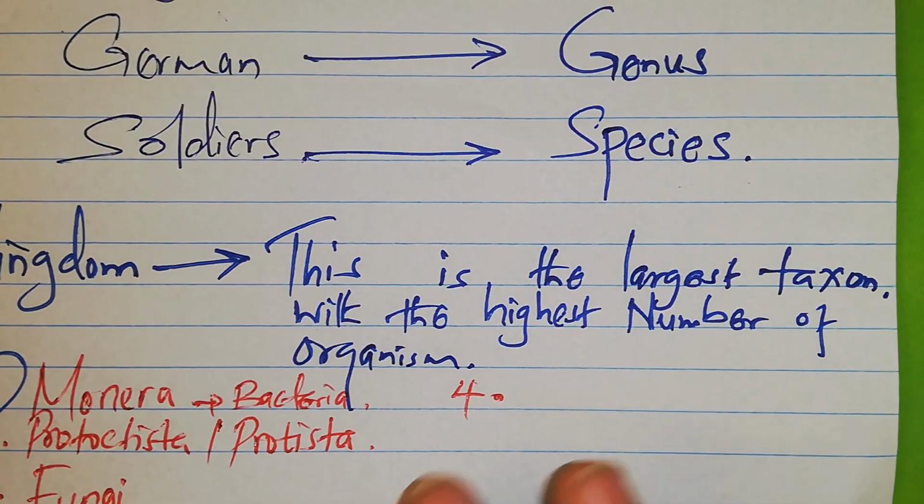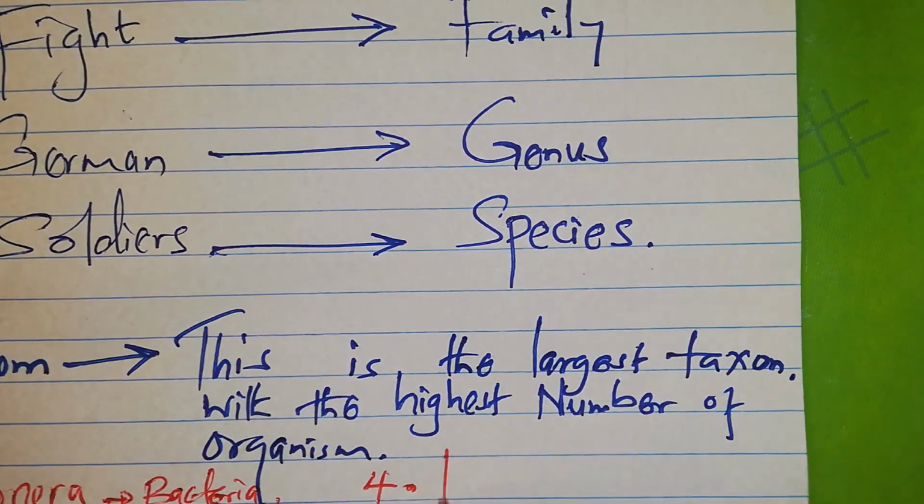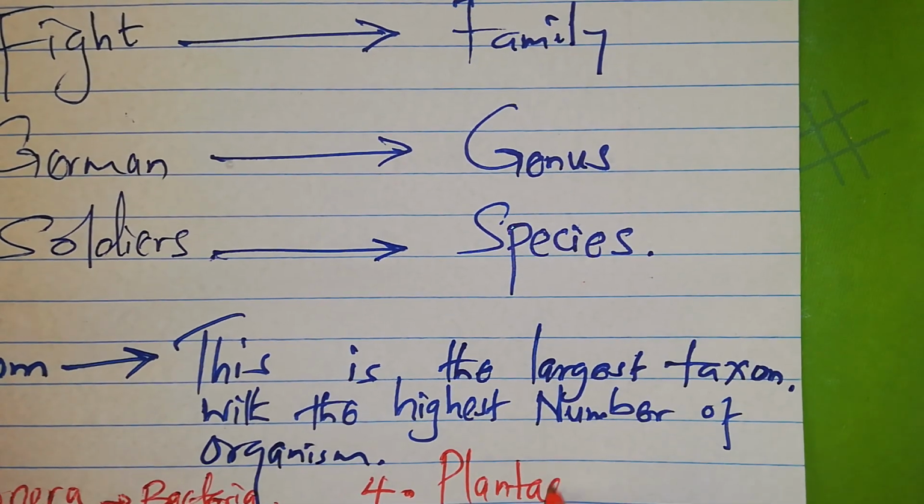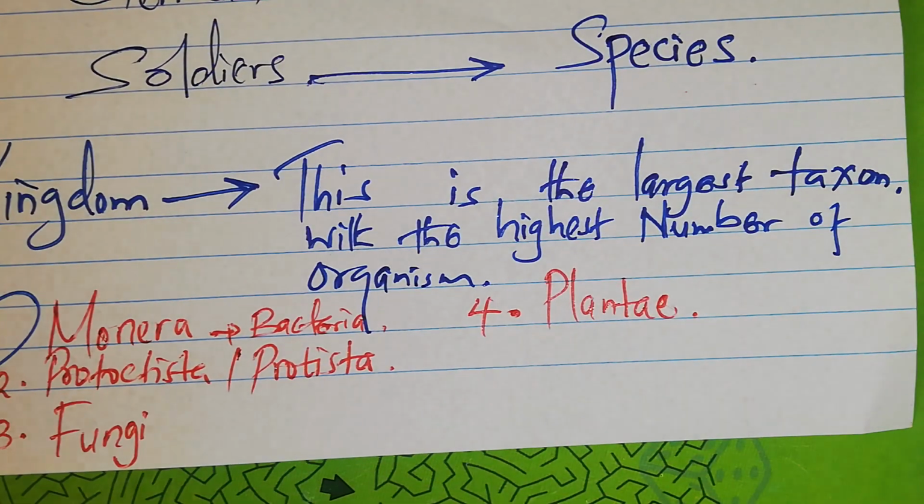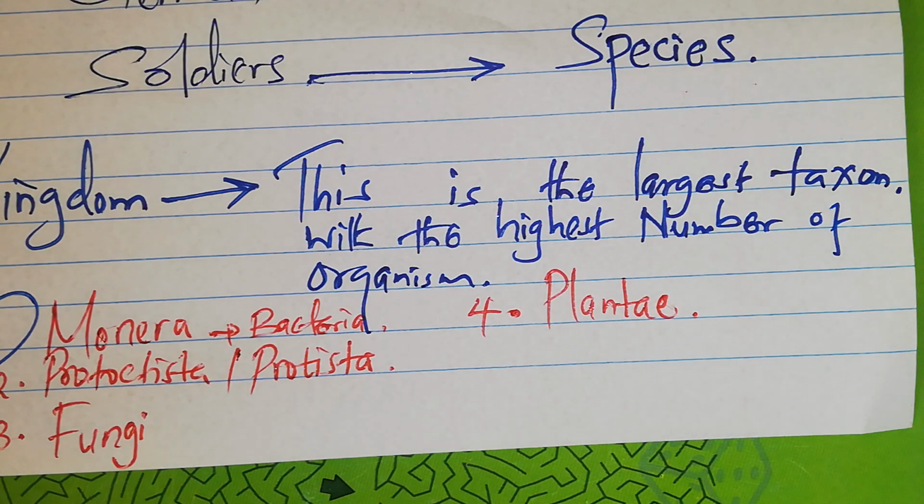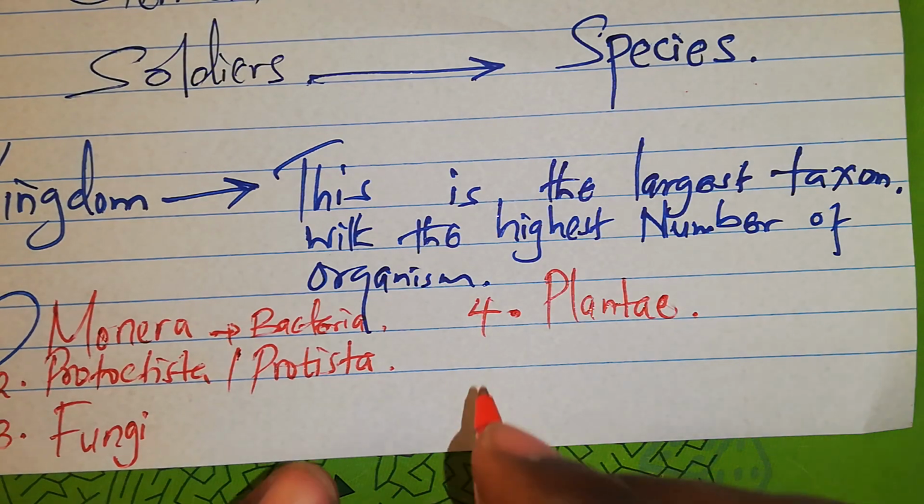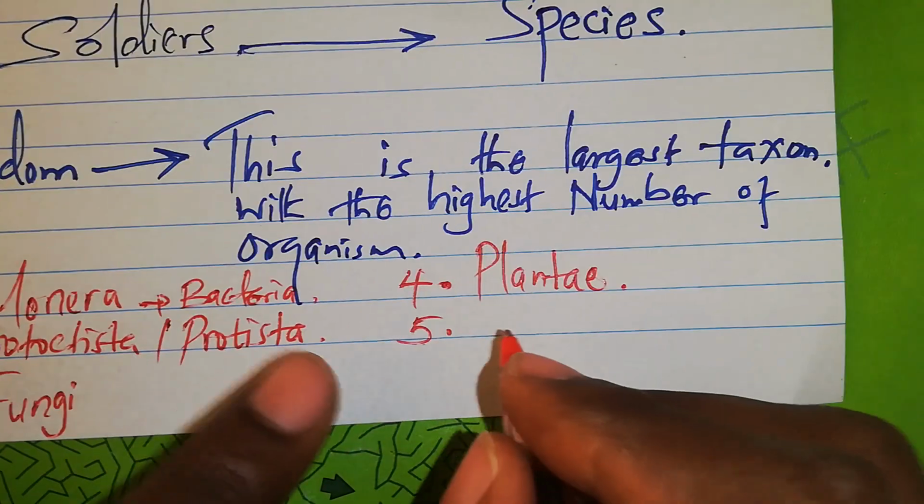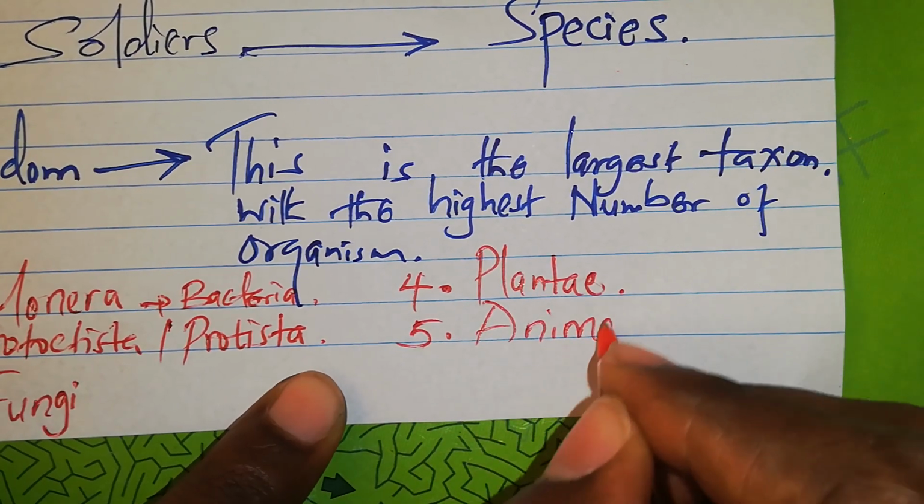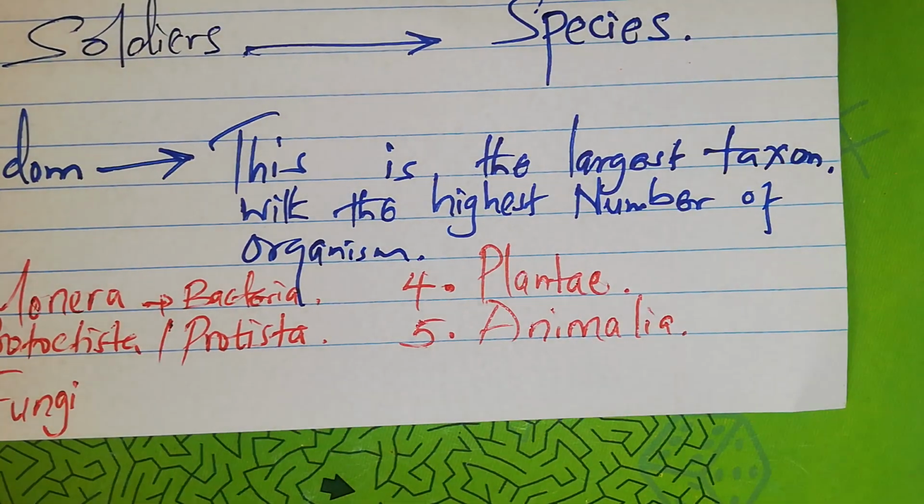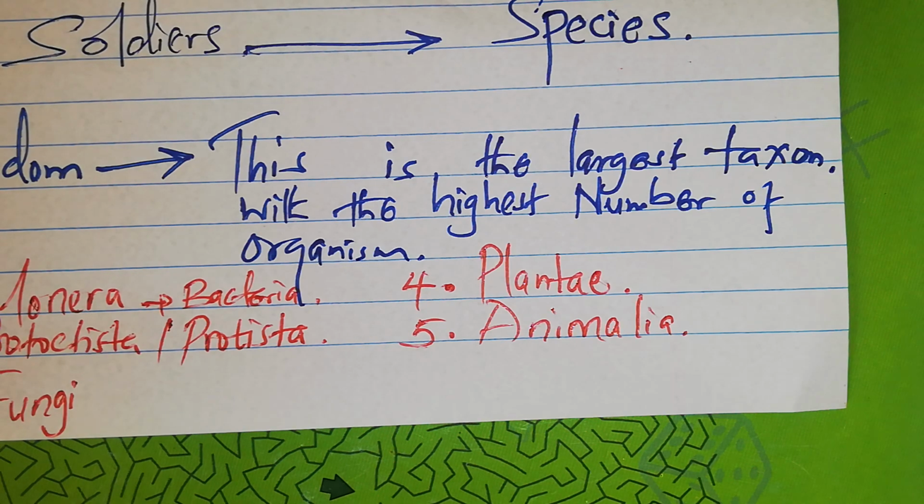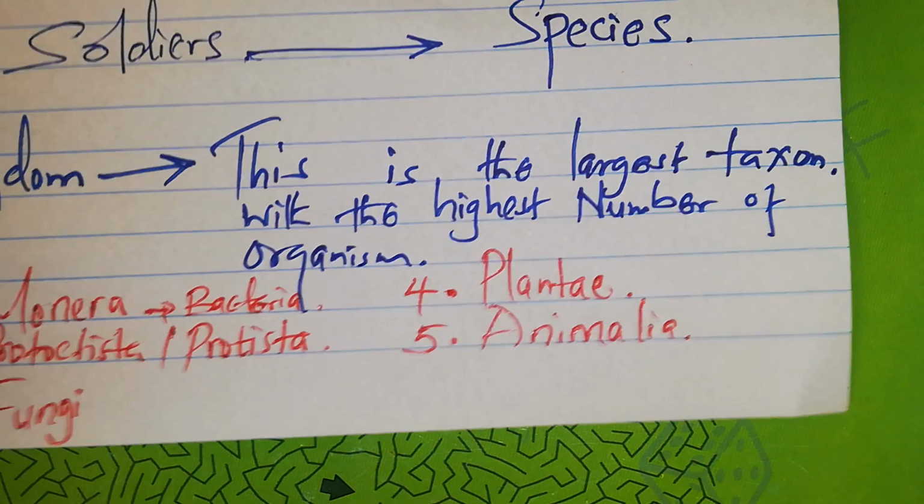Number 4 kingdom is Plantae. Plantae is kingdom number 4 and is made up of all plants, whether they are green or non-green, small or big, all plants fall in kingdom Plantae. And finally, of course, the largest kingdom is Animalia. So this is the kingdom that is made up of all animals.